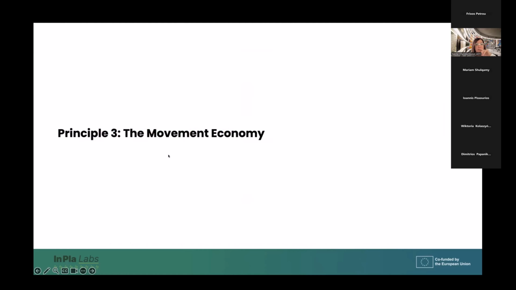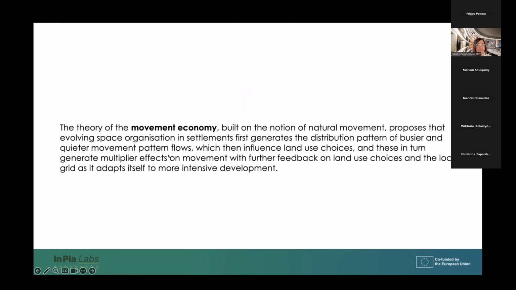The last principle that we will see is what Hillier calls the movement economy. The theory of the movement economy is that spatial organization in cities first generates the patterns of busier and quieter movement flows, and then these influence land use choices. In turn, these choices generate multiplier effects on movement with further feedback on land use choices.